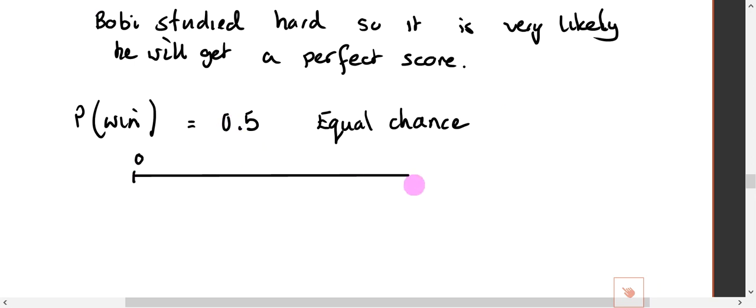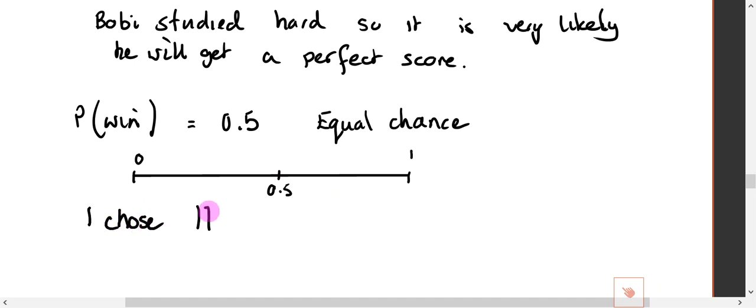0.5 is 0 to 1 and 0.5 is in the middle. It's the even chance or equally likely. I kind of misled you for that. That's my fault. No, it's 1 and 0.